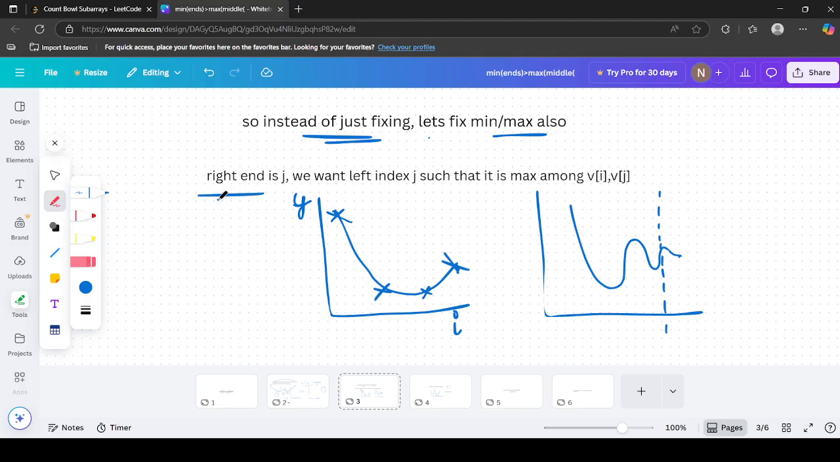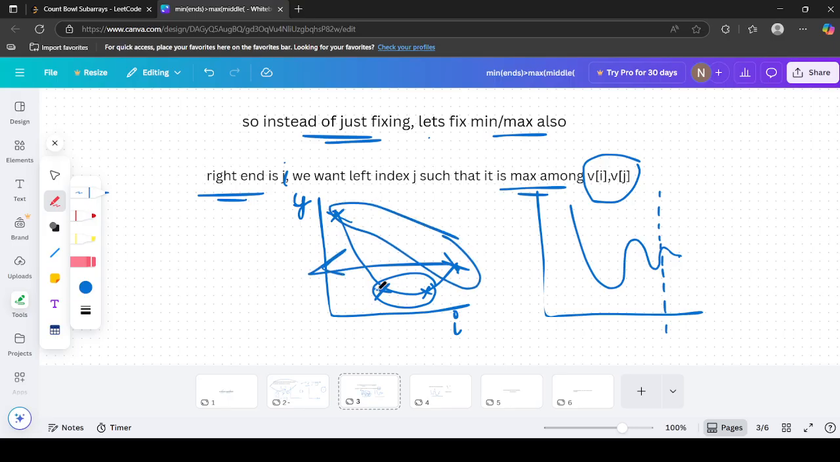For example, the right index is i. So if the right index is i, we want the left index j such that v of j is the maximum among v of j and v of i. If that is the case, then this is a possible subarray, because we take the minimum of these both and the maximum of these both. So the minimum is this and the maximum is this. So it is simply a bold subarray. So this is a possible case, right? Because we are assuming that is the maximum.